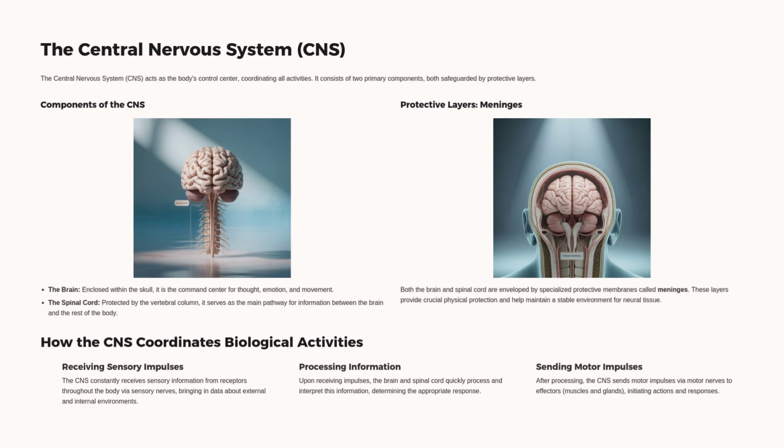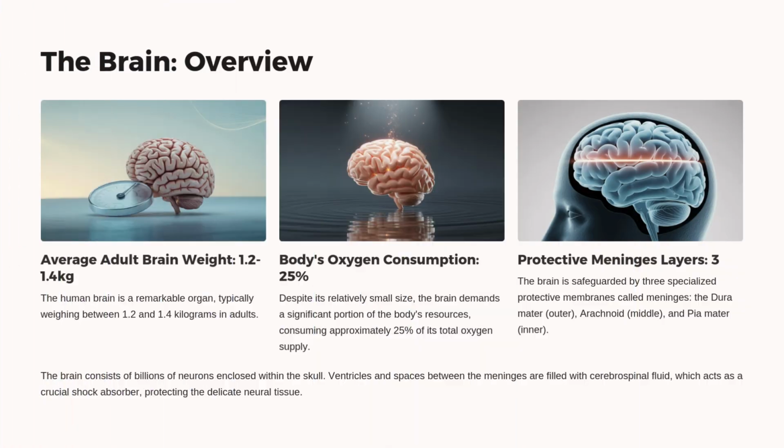Receiving sensory impulses. The CNS constantly receives sensory information from receptors throughout the body via sensory nerves, bringing in data about external and internal environments. Processing information. Upon receiving impulses, the brain and spinal cord quickly process and interpret this information, determining the appropriate response. Sending motor impulses. After processing, the CNS sends motor impulses via motor nerves to effectors, muscles and glands, initiating actions and responses. The brain. Overview.